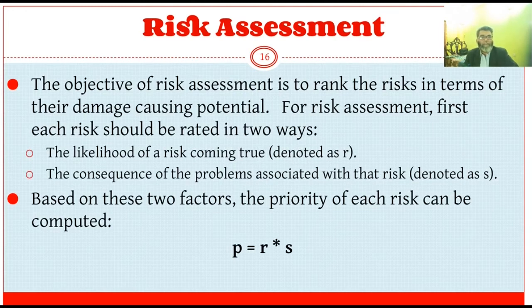First, risk assessment. The objective of risk assessment is to rank the risks in terms of their damage causing potential. For risk assessment, first, each risk should be rated in two different ways: the likelihood of a risk coming true, denoted by r, and the consequences of the problems associated with that risk, denoted by s. Based on these two factors, the priority of each risk can be computed: p equals r multiplied by s, that is, priority equals the likelihood of the risk multiplied by the consequences of the problems associated with that risk.